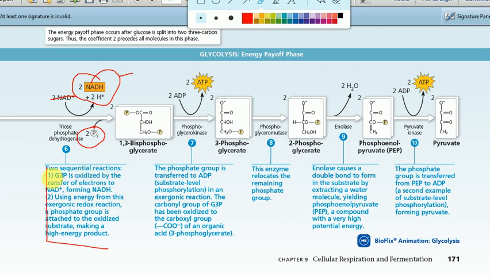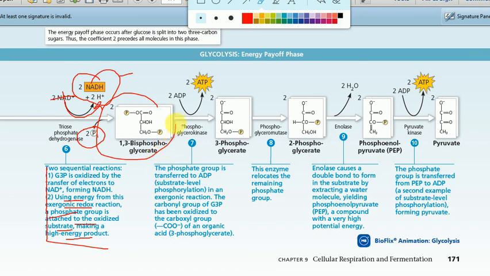So, two sequential reactions. In the first, glycerate 3-phosphate is oxidized by transfer of electrons to NADH. So the reaction which started the oxidation, and then the second is using energy from this exothermic redox reaction. To attain energy, a phosphate group is attached to the oxidized substrate, making a high energy product.